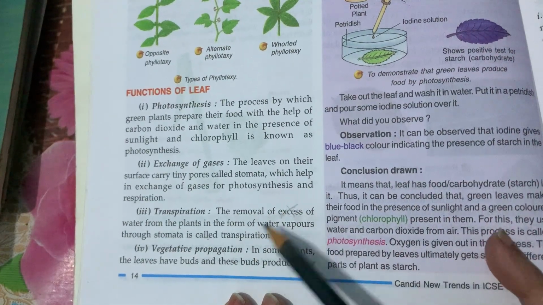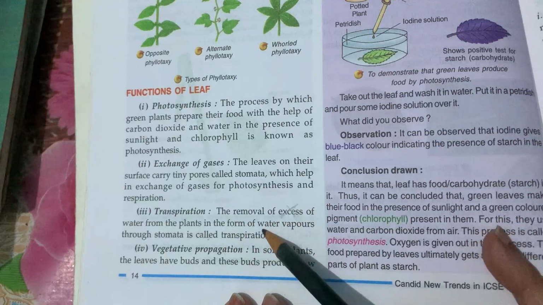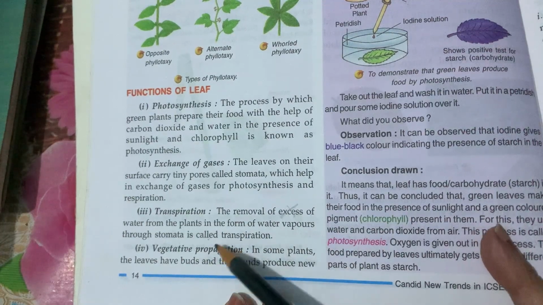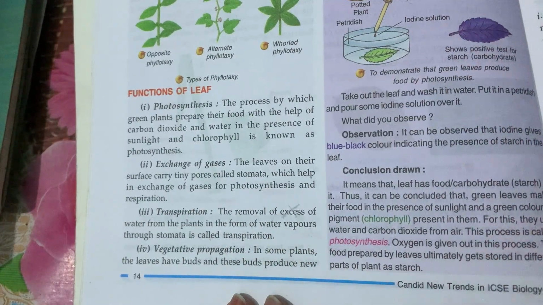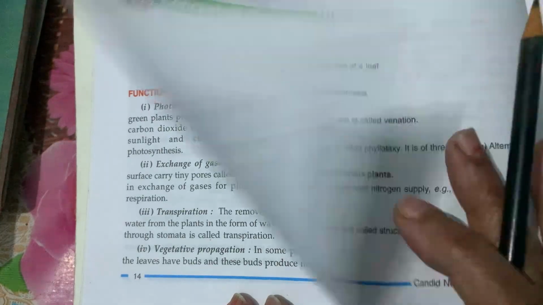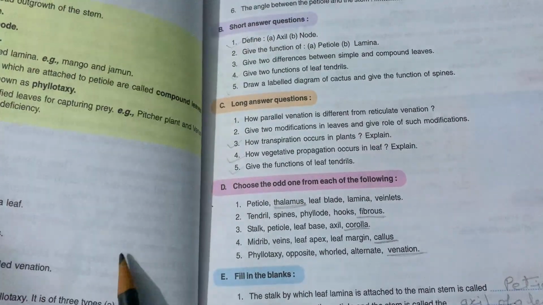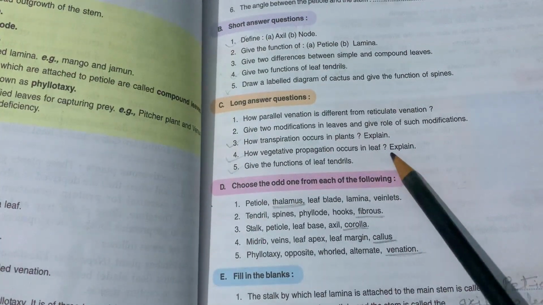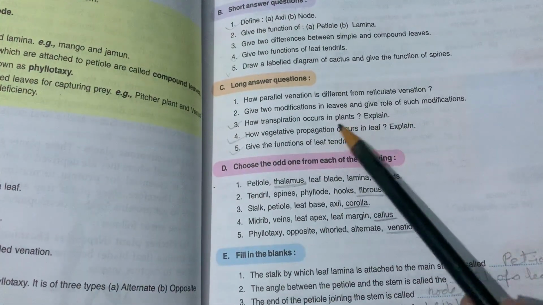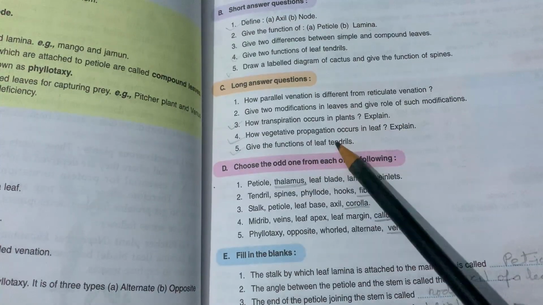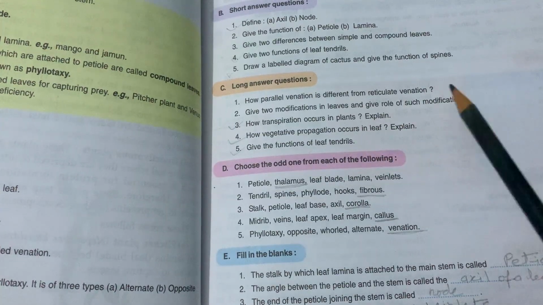The removal of water from the plants in the form of water vapors through stomata is called transpiration. Removal of water through the stomata or aerial parts of the plant. Aerial parts means green parts of a plant. That is called transpiration. How does vegetative propagation occur in leaf? Explain.